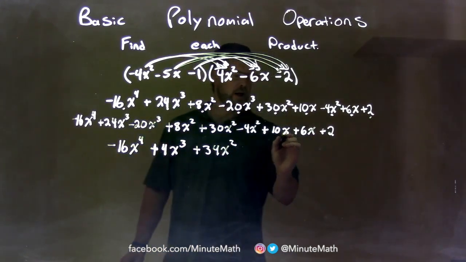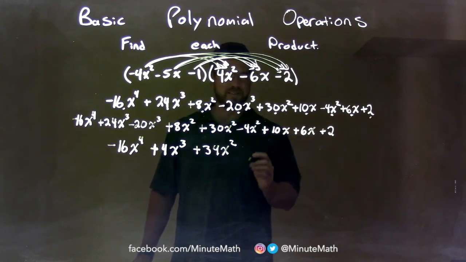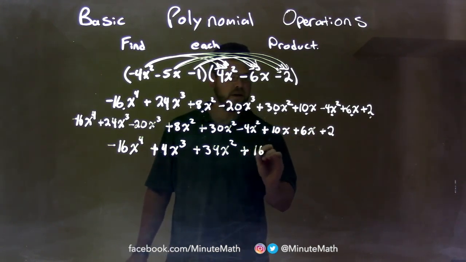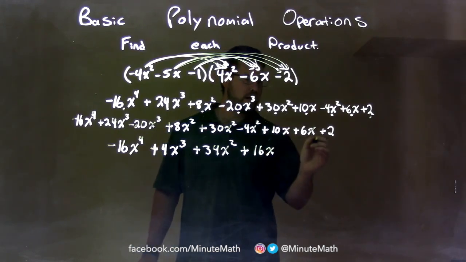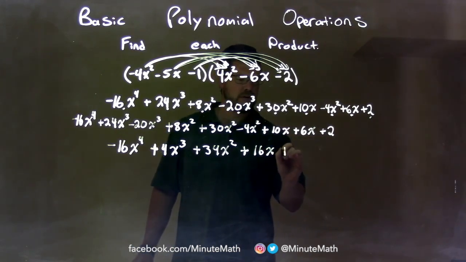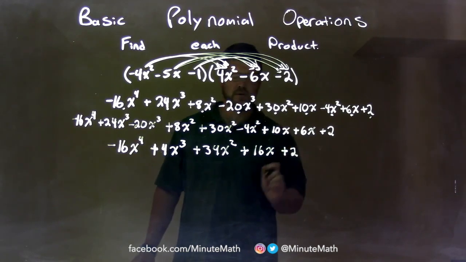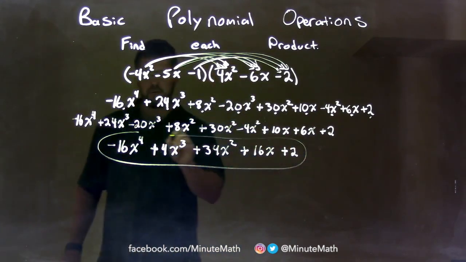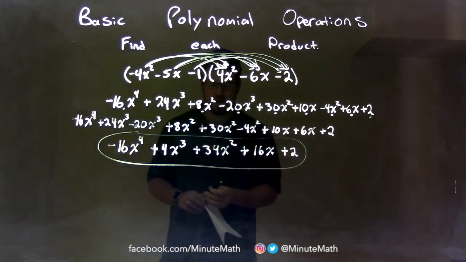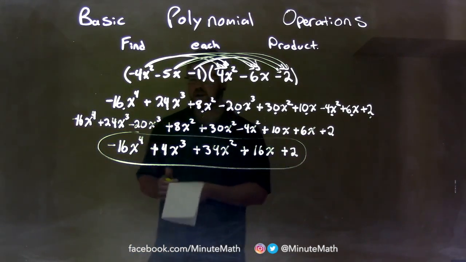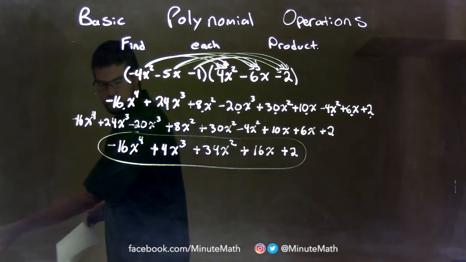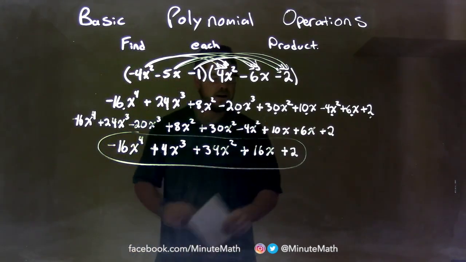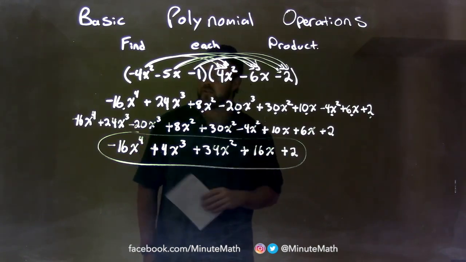Next, we combine our x's. We have 10x and 6x, which is 16x. So we have 16x right here. And then we have just a plus 2 that comes down. And this is the last probably move for the marker here. So our final answer here is negative 16x to the 4th plus 4x to the third plus 34x squared plus 16x plus 2.